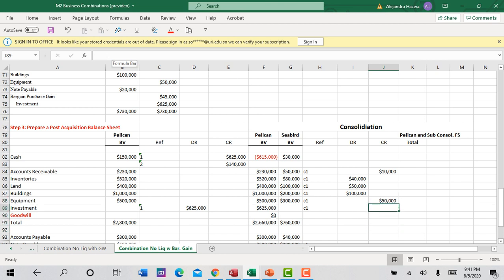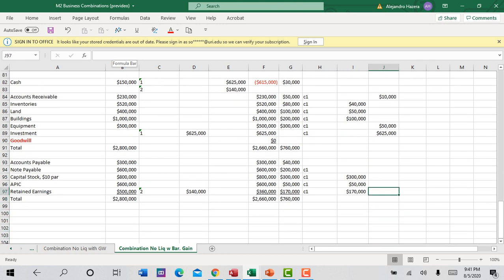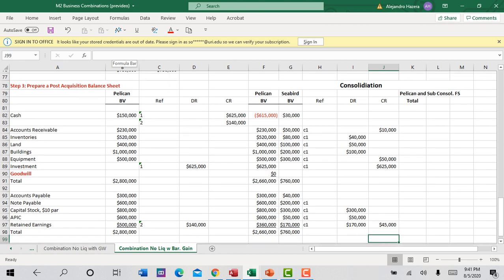Okay, then we've got the investment account. The investment account, we might as well get to that one right here. We've only got two more entries from this entry. 625, we're going to write down. We're going to take out 625 out of there. We have zero goodwill because we have a bargain purchase option. And the bargain purchase option is going to be closed as a credit to retained earnings for 45,000.